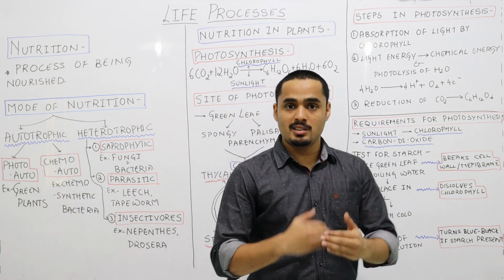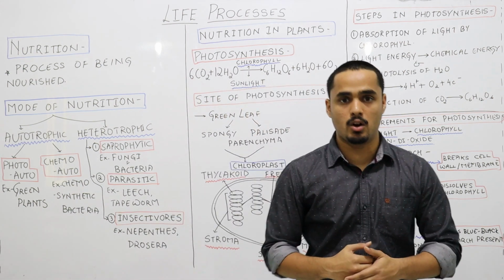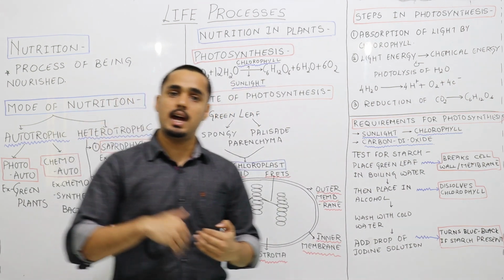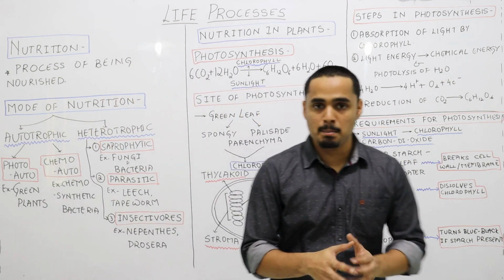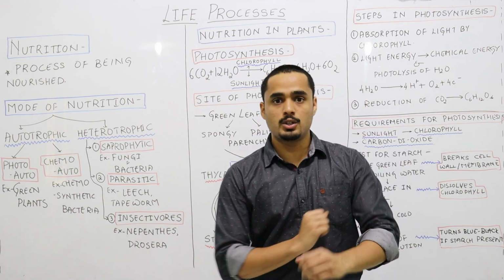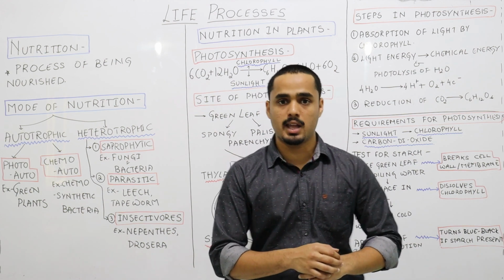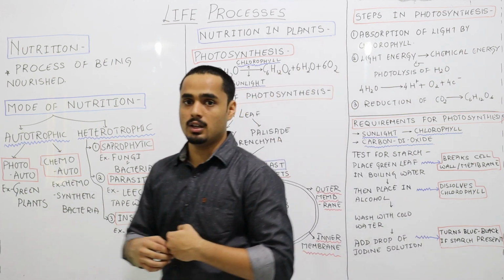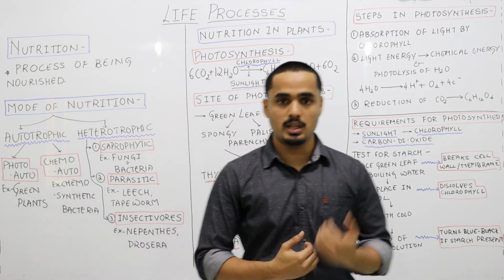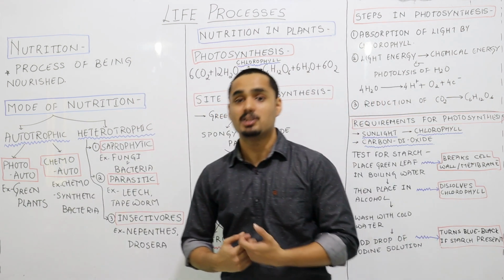Ectoparasites are those which live on the outside of a living organism, and endoparasites are those which live within a living organism. An example for an ectoparasite is a leech, which lives on the outside of the human body or any living organism and starts feeding on the blood of the organism. An endoparasite lives within. A classic example for that is tapeworm.